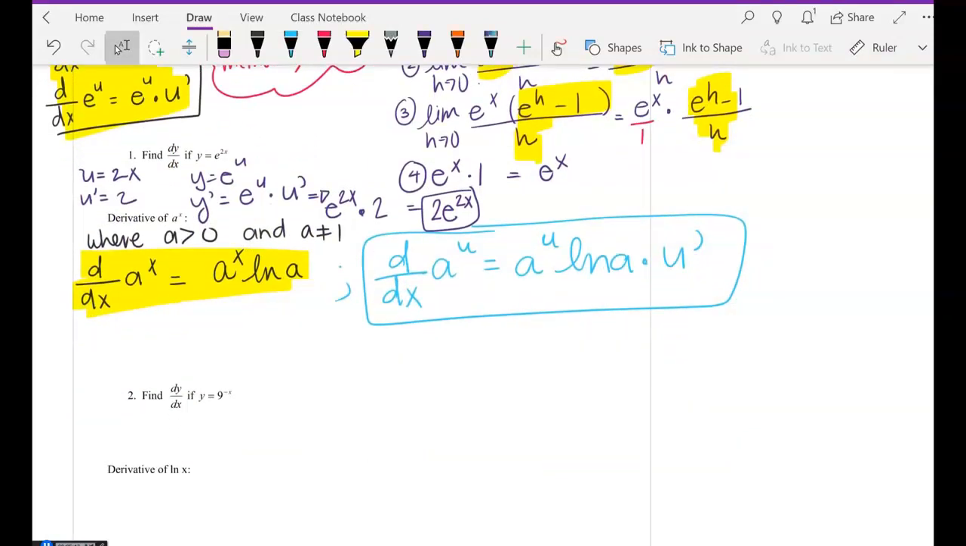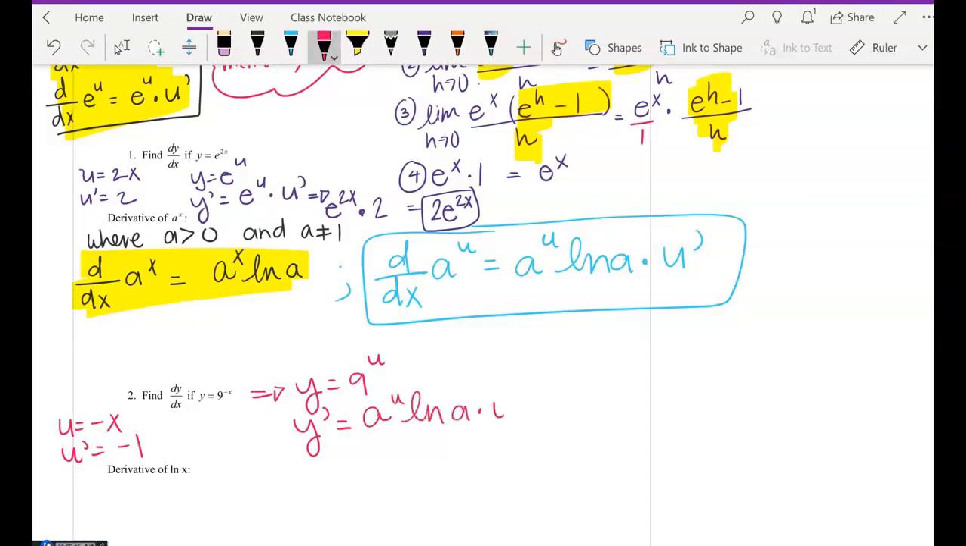Okay, so here's how we are going to use that rule right away. If I were to go in and say, okay, well, let u be negative x, that means u prime is negative 1. Then I'm going to rewrite this as y equals 9 to the u power. Well, I just wrote down my rule, so y prime is, the rule says a to the x, well, let's use u, a to the u times natural log of a times u prime.